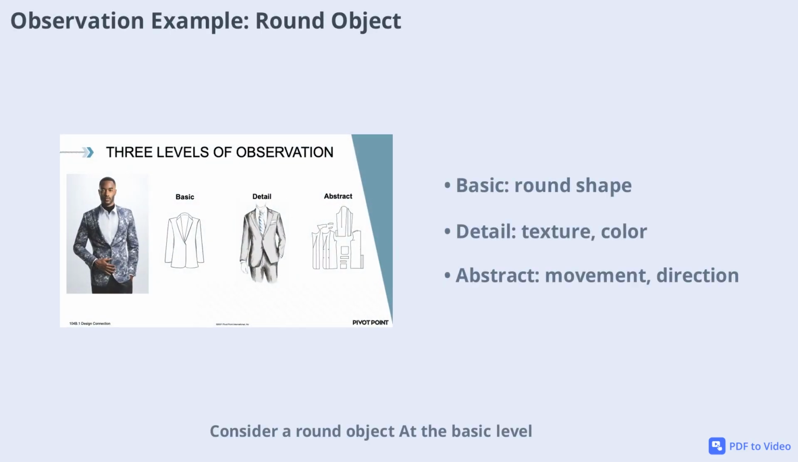Consider a round object. At the basic level, you see its form or shape, round. At the detail level, you notice its texture and color, such as whether it's dark or light, smooth or rough. At the abstract level, you start to see directions or movement within the object. This method of observation can be applied to anything you encounter, helping you analyze and design with greater depth.